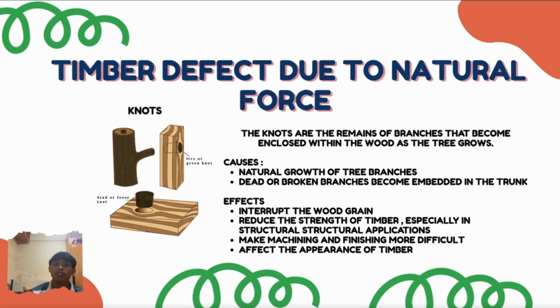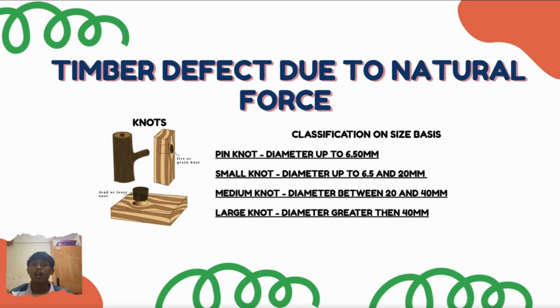Knots have several effects on timber. They interrupt the wood grain, reduce the strength of the timber, especially for structural application, make machining and finishing more difficult, and also affect the overall appearance of the wood. So, for this slide, I will explain the classification of knots based on their size.